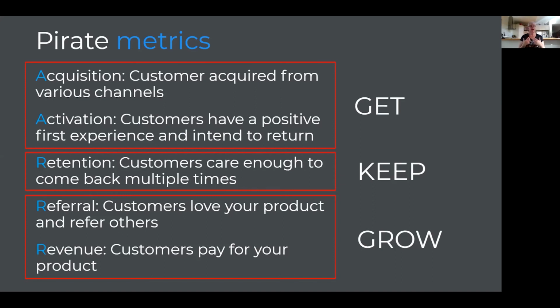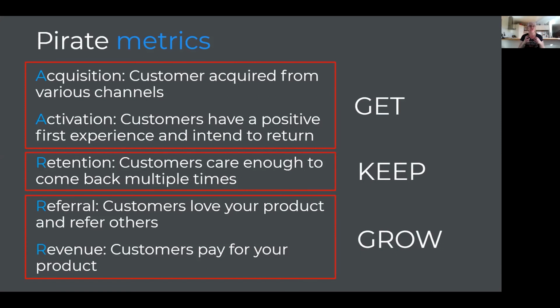And then how are you activating them? From that very first experience that they have with you, to get them to intend to come back, what is happening? How are you actually getting them to activate and do something to engage? So they fit into that get category.